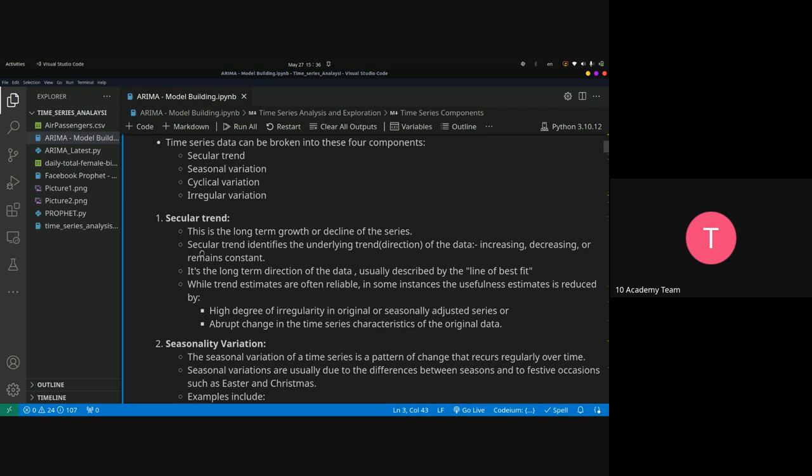So this trend identifies the underlying direction of the data. It might be increasing or decreasing or remain constant. So it's the long-term direction of the data, and it's usually described by what we call the baseline fit or line of best fit, like the least square curve.